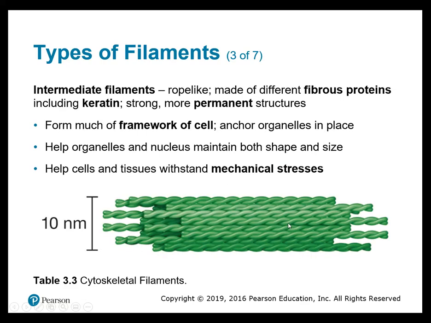Intermediate filaments are more rope-like. They are a different type of fibrous protein. They're built from keratin, so they're much stronger. They're also much more permanent. There's less shifting and moving of these. These tend to just stay for framework and anchoring. They help maintain our size, and they also help us withstand some of the mechanical stress that is applied to a cell.